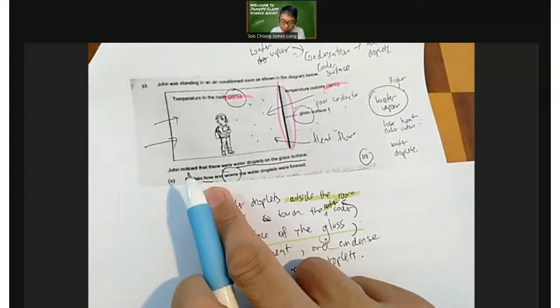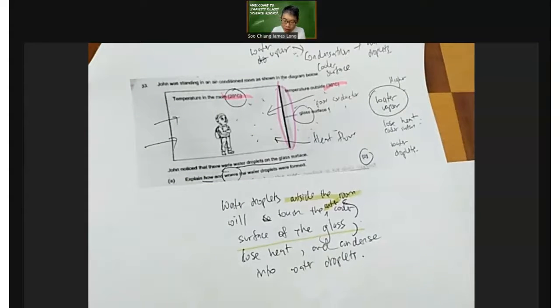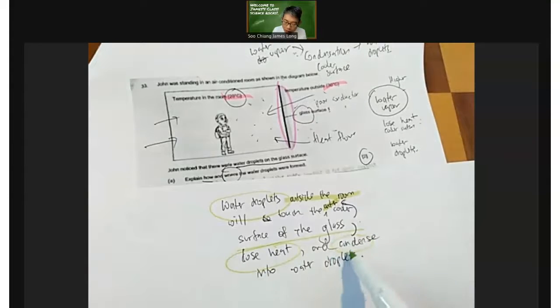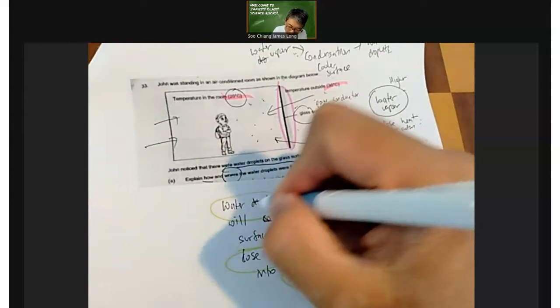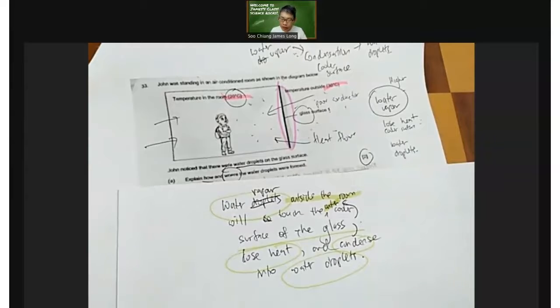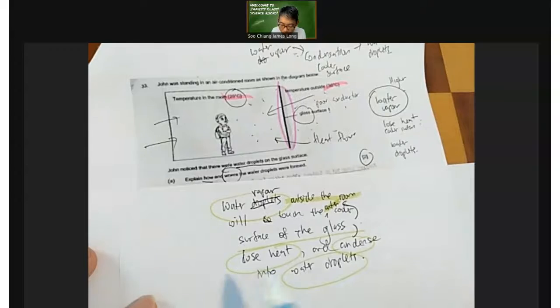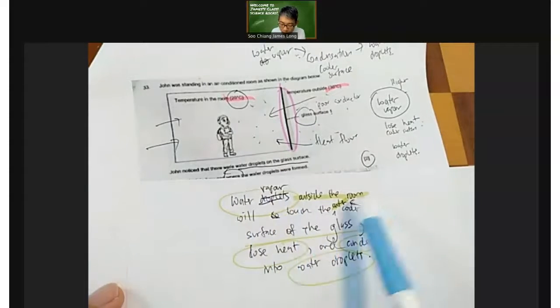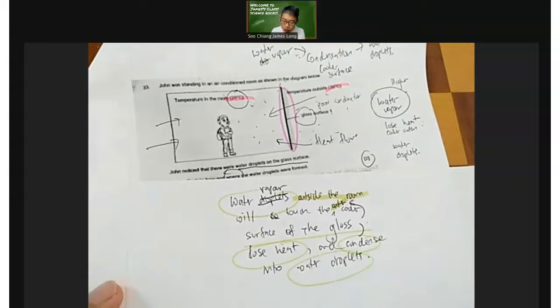And then now the how part. How is the process of condensation? Water droplets lose heat, condense to water droplets. Where's the mistake? I made a mistake here. Water vapor. Luckily I checked. If you spotted the mistake early on and were waiting for me to spot it myself, I'm glad I did so. Imagine if I didn't check my work, then this answer, no matter how well I thought through it, would be wrong. Okay, water vapor outside the room will touch the cooler outer surface of the glass, lose heat, and condense into water droplets. Yeah, 2 marks.